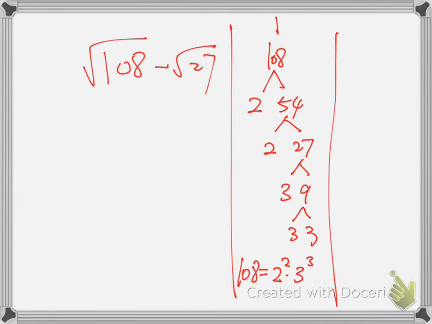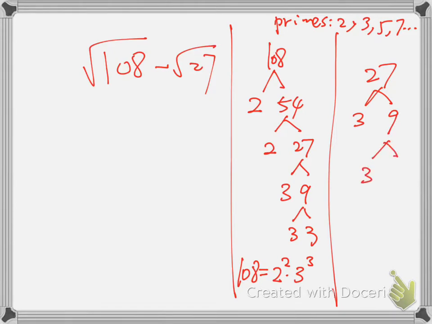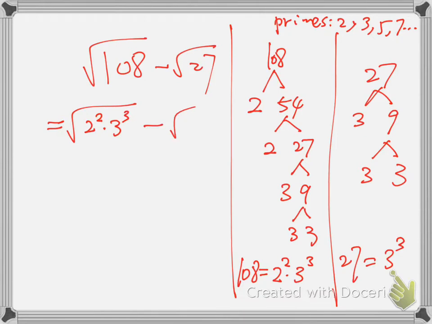So what are the prime numbers? Primes: 2, 3, 5, 7, and some other numbers. So 27, we do the same thing. Prime factorization, right? 27 divided by 3, 9. 9 divided by 3, 3. So 27, we got 3 cubed. So first, we write down the prime factorization: 2 squared times 3 cubed for 108, and then 3 cubed for 27.